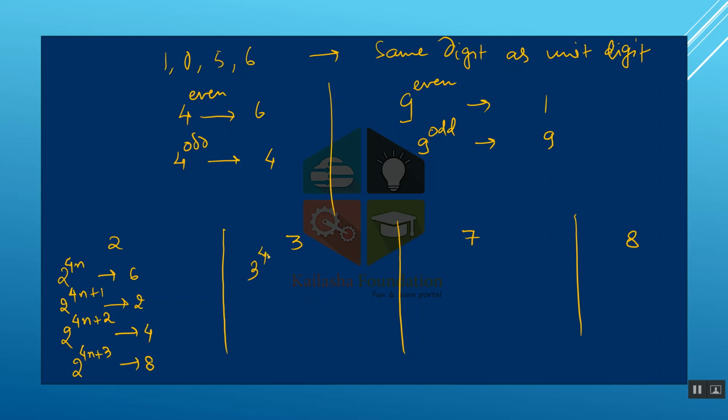3 raised to the power 4n, you get 1. 3 raised to the power 4n plus 1, you get 3. 3 raised to the power 4n plus 2, 9. And 3 raised to the power 4n plus 3, you get 27, so 7. These also have a cyclicity of 4. I leave it as homework for you to obtain the cyclicity of 7 and 8 and check what digits will be there.